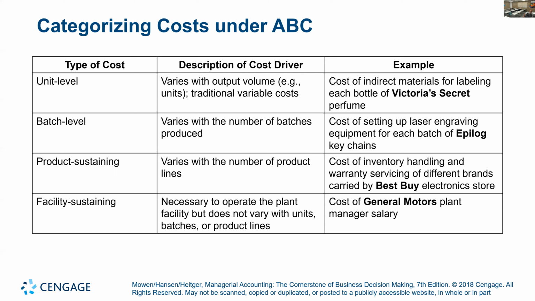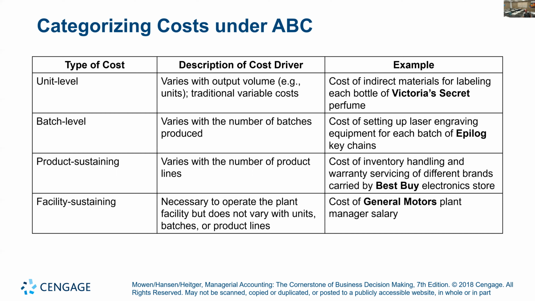Batch level varies with the number of batches produced. Let's use that Victoria's Secret perfume. Maybe we're making a certain type of perfume in our machines, and we have to get that machine set up. We need to do some cleaning inside there. We need to make sure everything's lubed up. We need to move the setup equipment around, make sure it's all set to the right size, to make sure everything's just perfect. And we've got to set up everything to make this batch of product. That is a batch level cost.